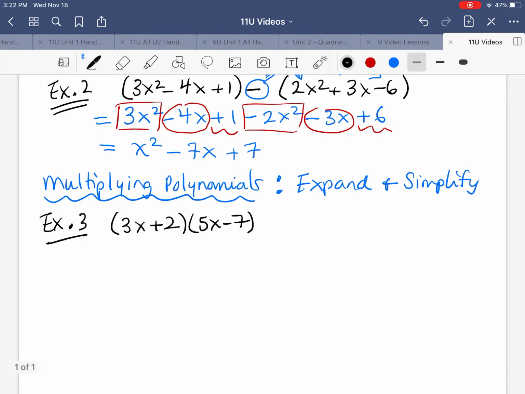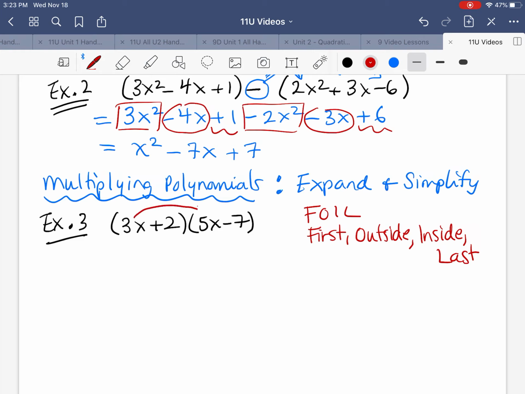So we have a binomial times a binomial, and we're going to use what we call FOIL to do this. And FOIL is just a short form for the order within which we are going to do our multiplication, because we need to make sure that everything in the second set of brackets is multiplied by everything in the first set of brackets. So FOIL is short for first, outside, or outer, and then inside or inner, and last. So we're going to multiply in that order, and I'm going to use some arrows as we do that.